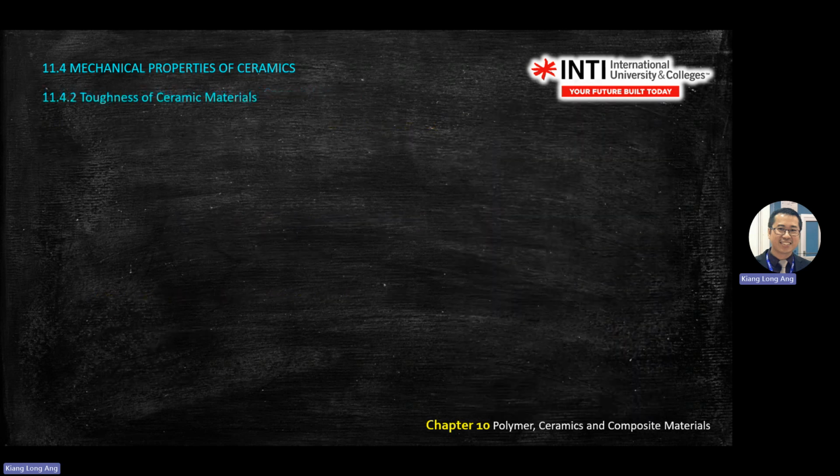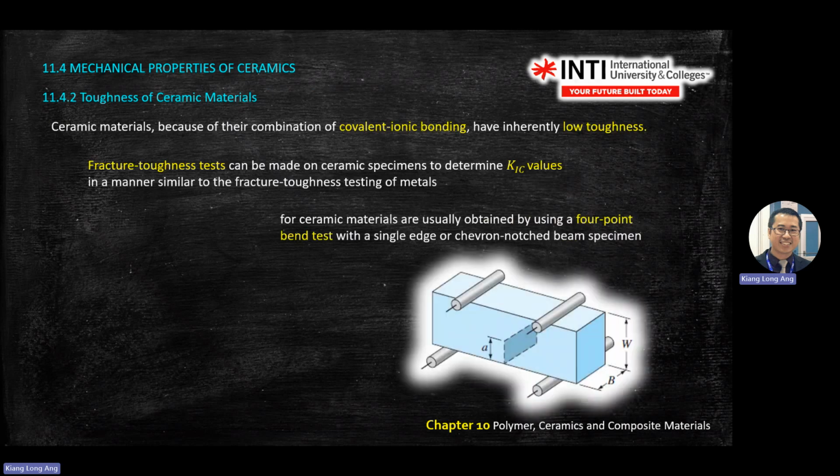Okay, I want to go to more important things. This one is ceramic materials. Because they have covalent ionic bonding, they have low toughness. So we use a toughness test to determine their fracture toughness, where you have a specimen and there's a jig here. For the fracture toughness equation, same as you learned in the previous chapter, KIC equals Y fracture stress square root of pi A. This one is for ceramic. For steel also the same.